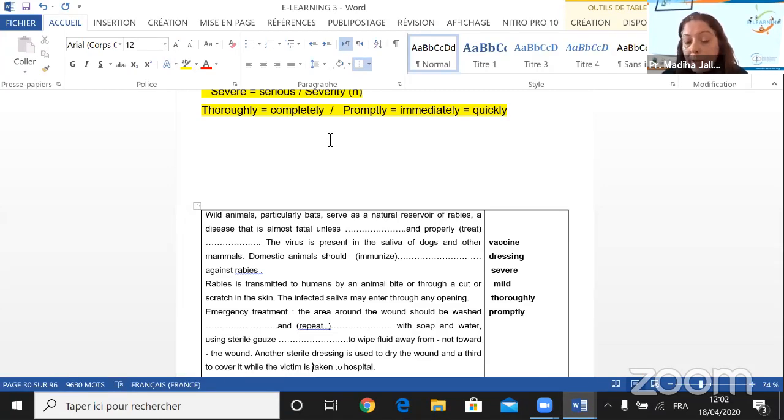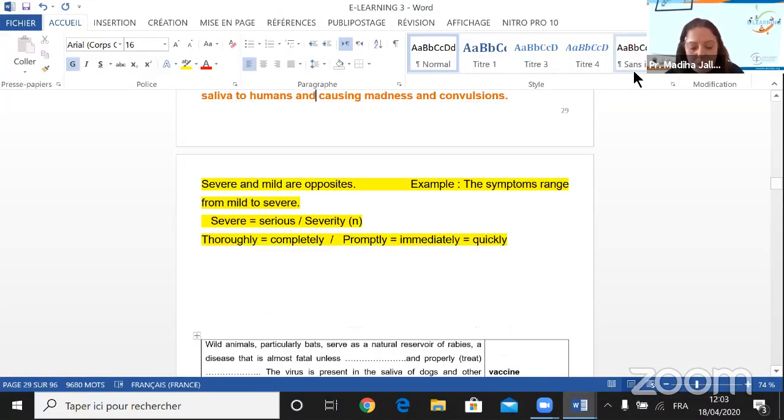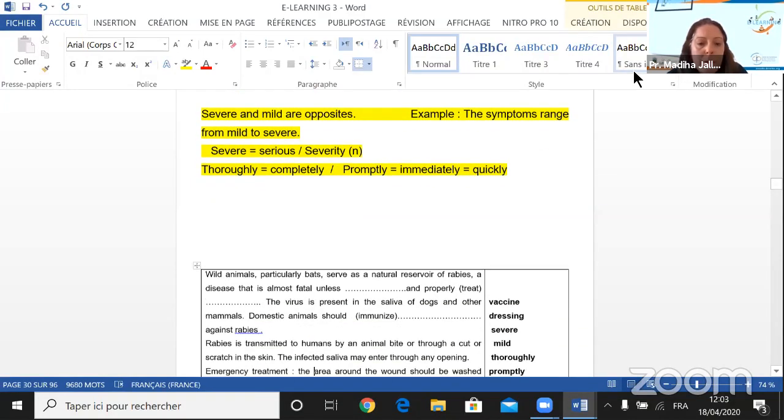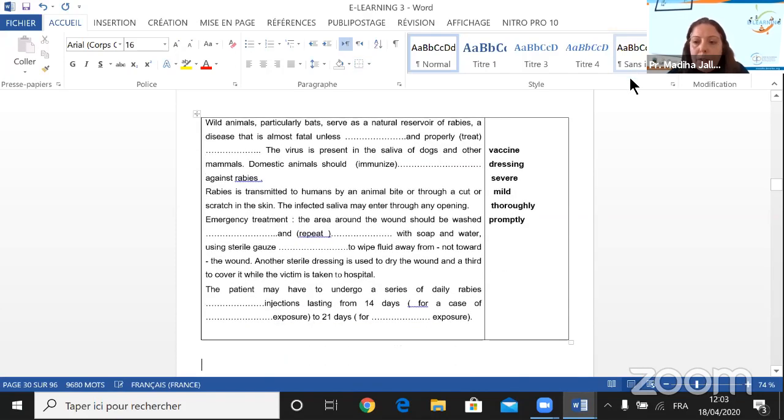So all the words are now clear: vaccine, dressing, severe and mild, thoroughly, which means completely, and promptly, which means immediately. I explained these words for you. And the noun here is severity, from severe. Okay, let's now read this paragraph as we did with the previous one. Let's have any volunteer.